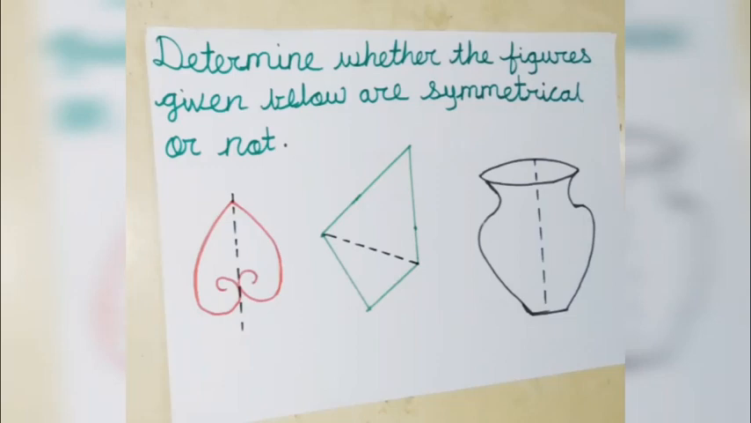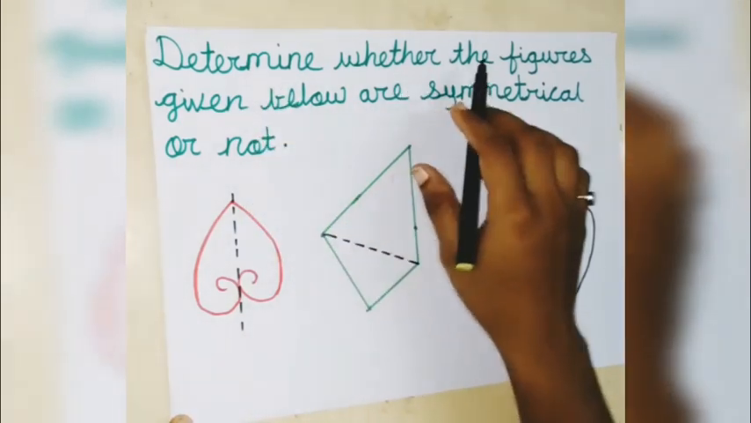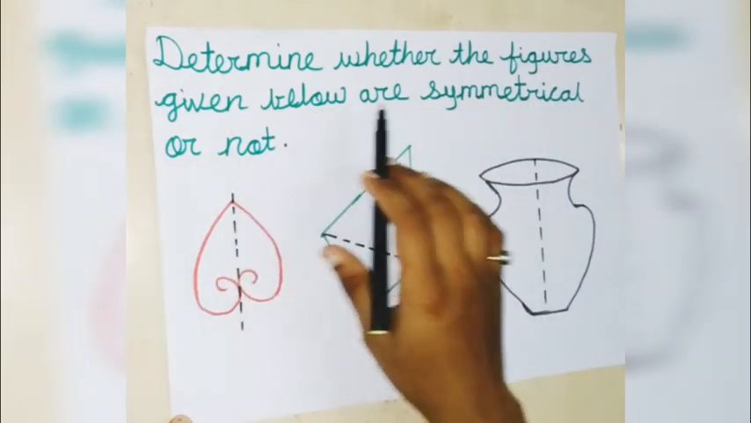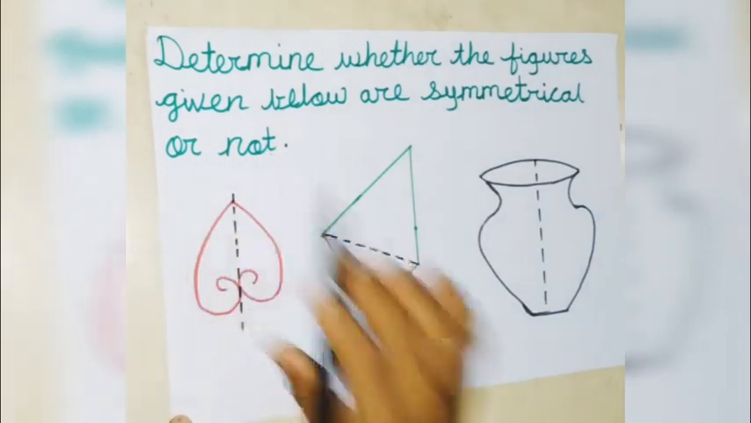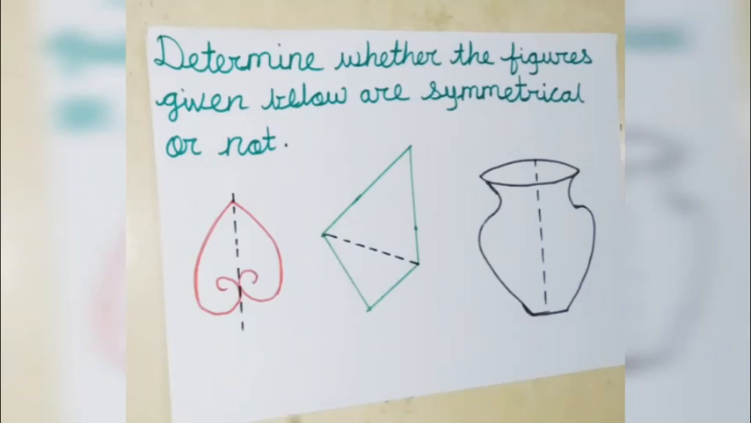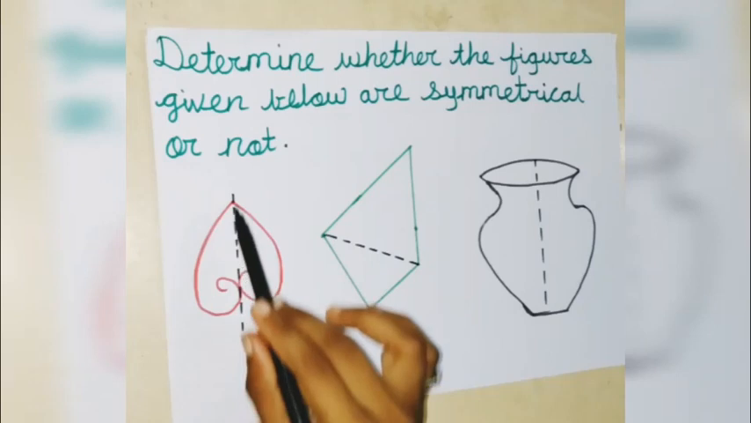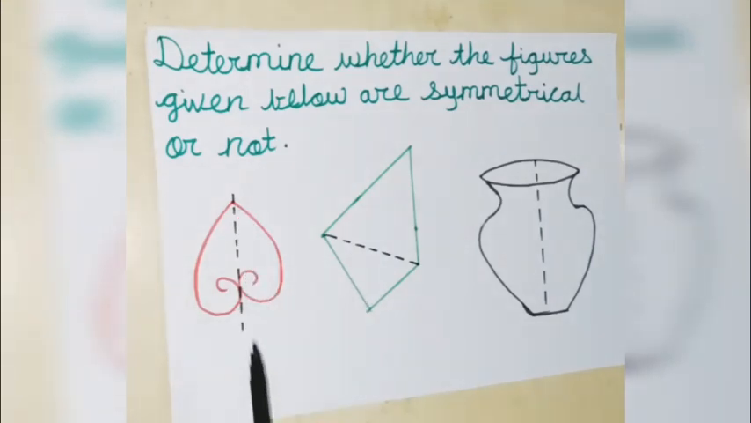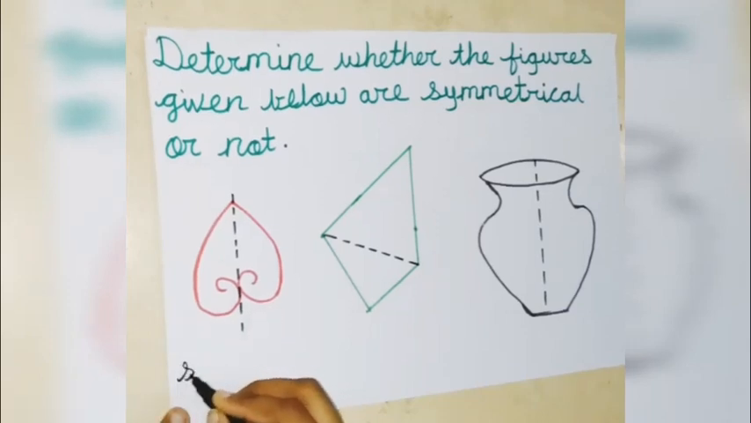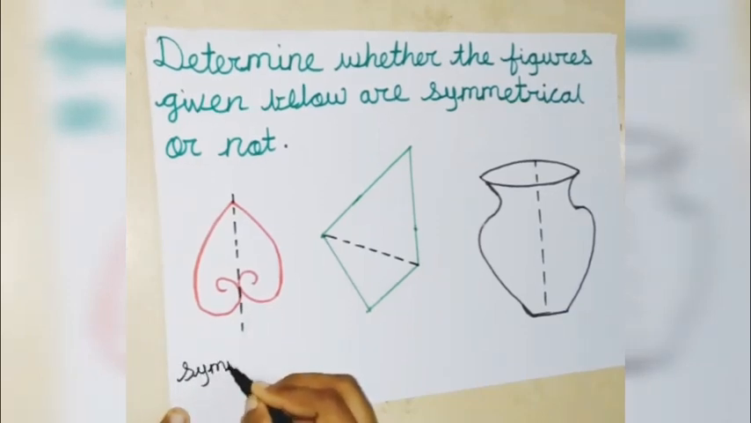Now children, your next question is, determine whether the figures given below are symmetrical or not. You have to follow the line of symmetry, it means our dotted line. Children, what do you see? Are both the sides looking similar or not? Yes, they are looking similar. So we can say that it is symmetrical.